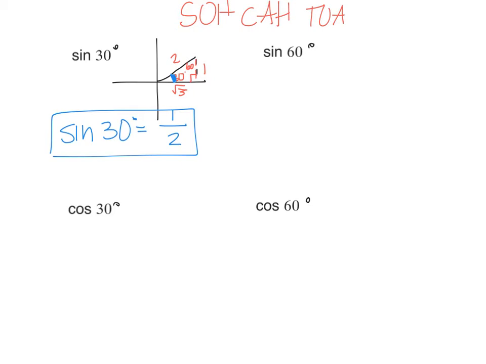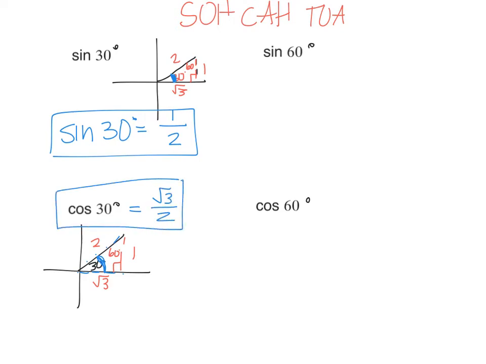If I were to look at the cosine of 30 degrees, again, I'm in the first quadrant. Here's 30 down here. When I drop this down, again, this is still 1, this is root 3, and this is 2. You don't have to draw all this into your triangle, but for practice, let's do it. Cosine, remember, is adjacent over hypotenuse. So if I'm sitting here, this is my adjacent, and here's my hypotenuse. So the cosine of 30 is the square root of 3 over 2.